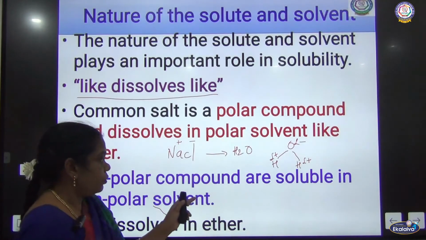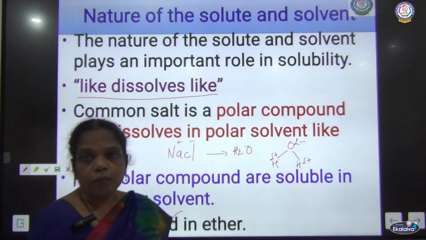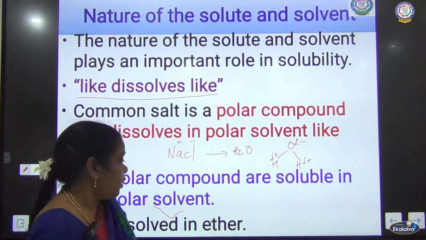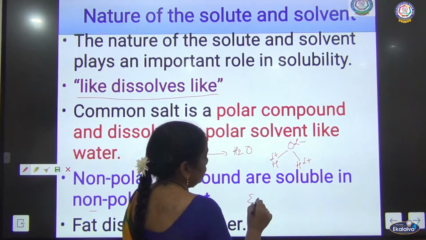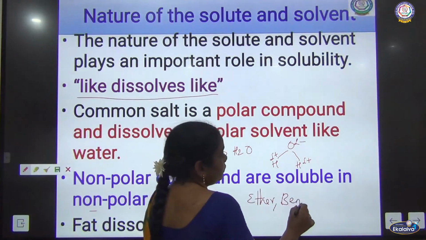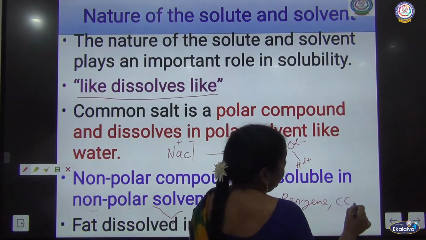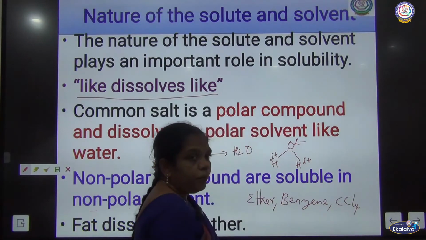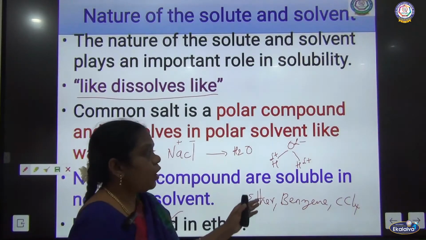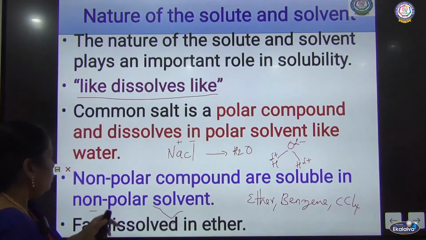And the covalent compounds do not have the polar end, so they are soluble in non-polar solvents like ether, benzene, carbon tetrachloride. These are some of the non-polar solvents. So, these solvents are used to dissolve non-polar compounds.